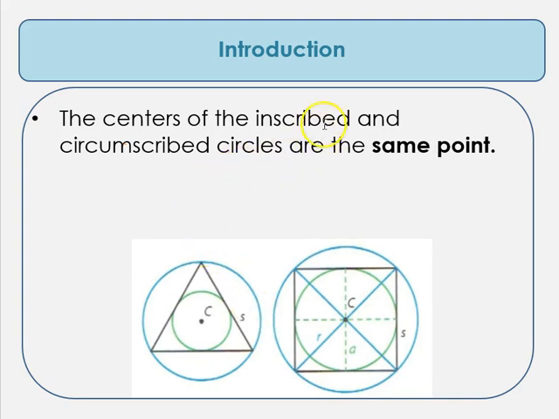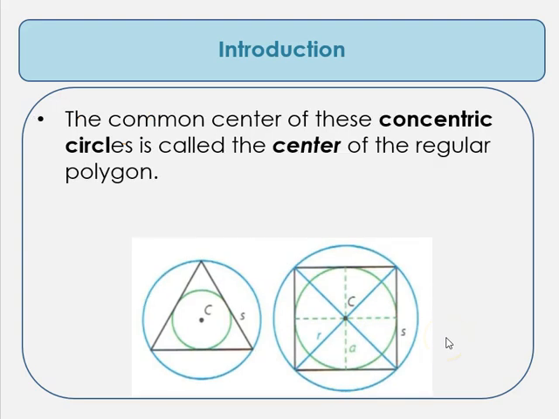The centers of the inscribed and circumscribed circles are the same point. So this outer circle and inner circle both have the same point. You can see the same thing happening on the square. The inner circle, its center is center C, and this outer circle, its center is center C. The common center of these concentric circles is called the center of the regular polygon. So not only is this the center of the circles, it's the center of the polygon also.